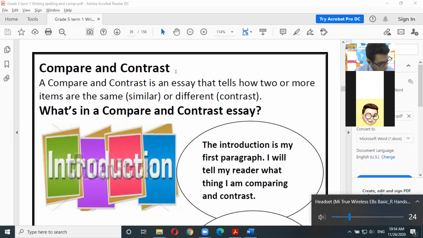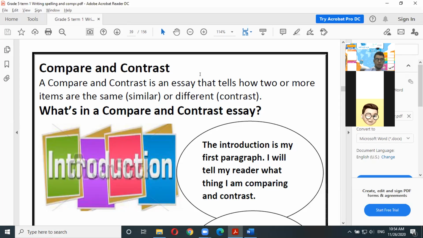Okay, compare is how an object is similar to another object, like when you say the apple and the orange. Both are fruits, both are in a circle shape, like this. Amazing. Now, Muhammad, the contrast for the same example.